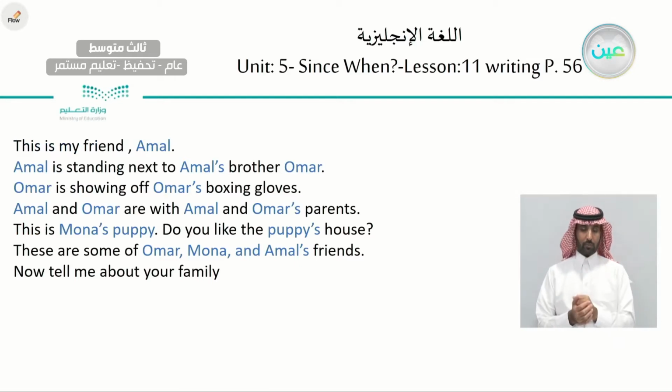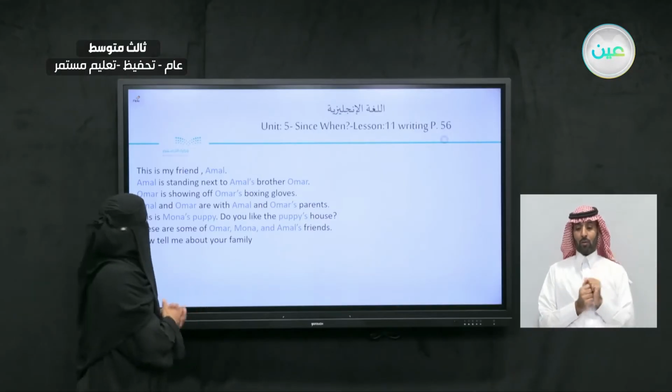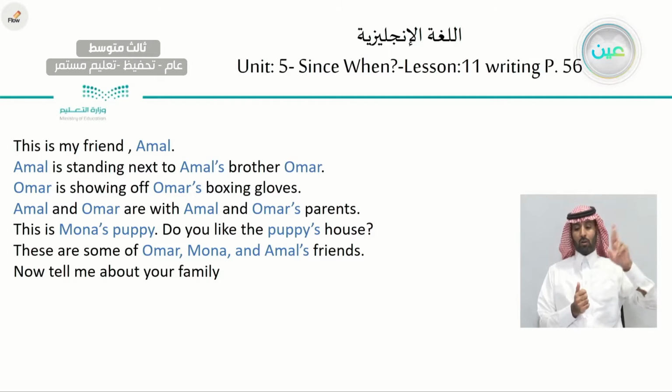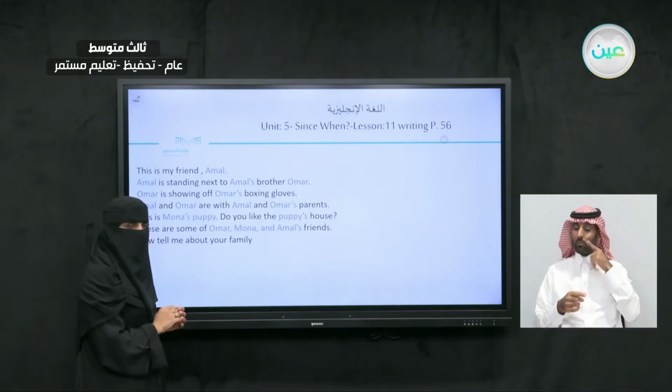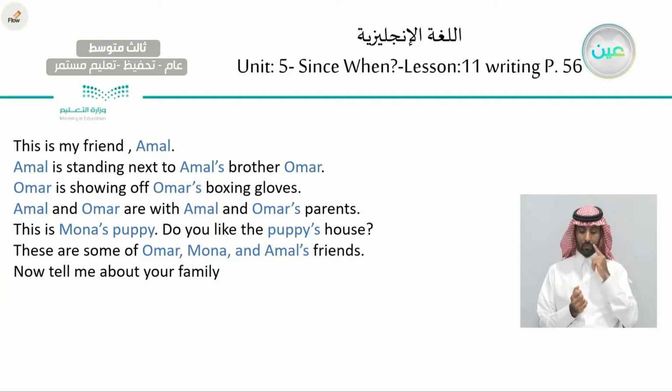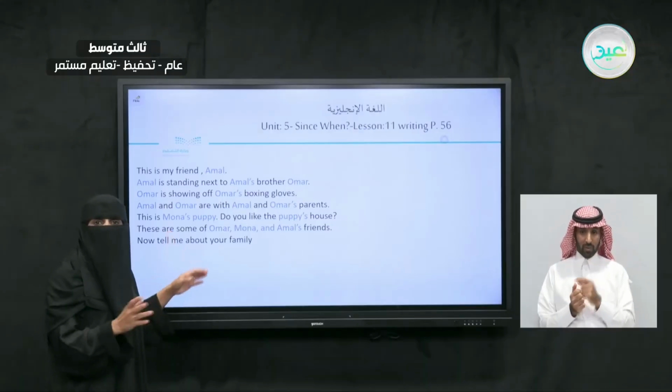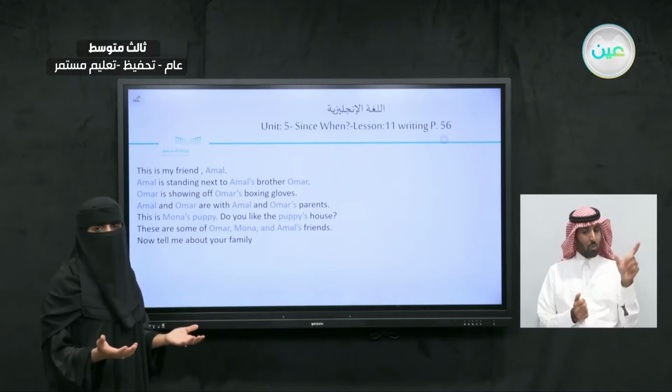Look at these other sentences. This is my friend Amal. Amal is standing next to Amal's brother Umar. Do you see how I'm repeating Amal, Amal? Umar is showing off Umar's boxing gloves. Amal and Umar are with Amal and Umar's parents. This is Muna's puppy. Do you like the puppy's house? These are some of Umar, Muna, and Amal's friends. Now tell me about your family. Did you understand who is who?